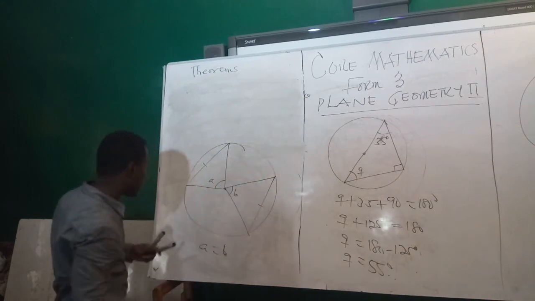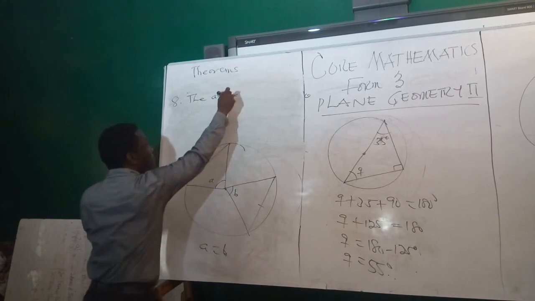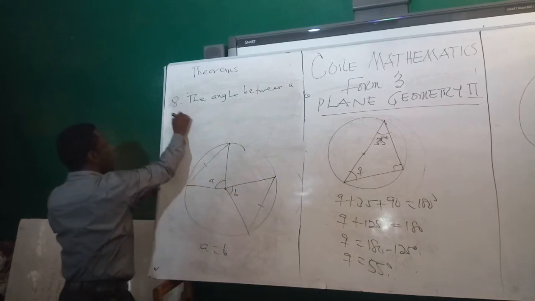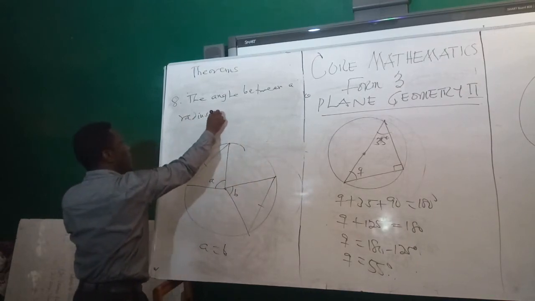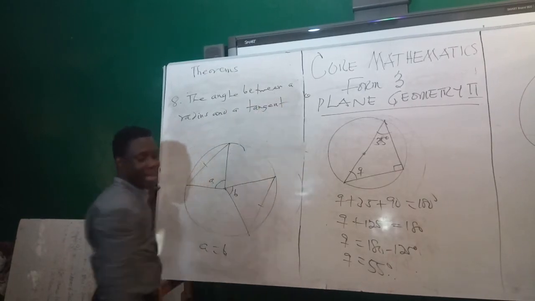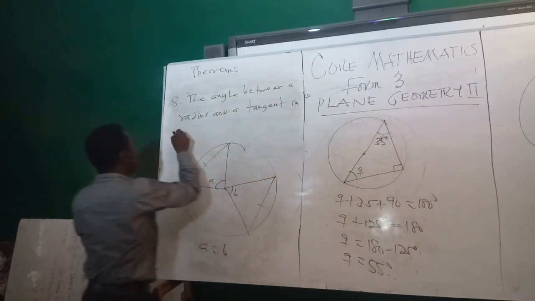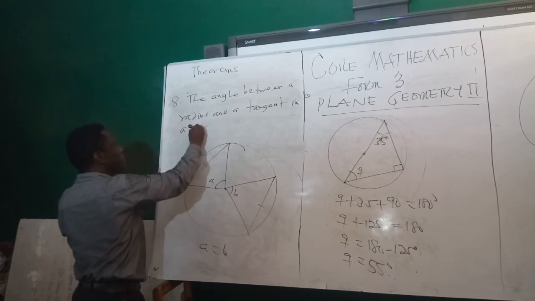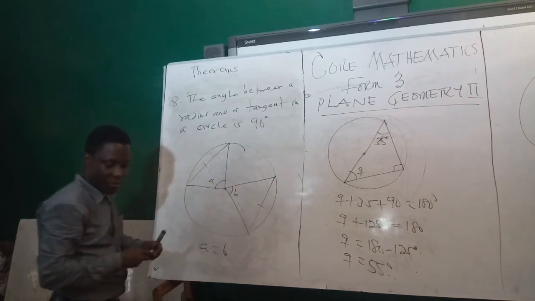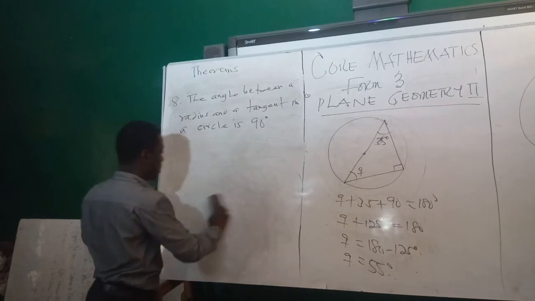Write it so that you can put it down. Theorem 8: the angle between a radius and a tangent in a circle is 90 degrees. Very important, very key. So what are we talking about here?